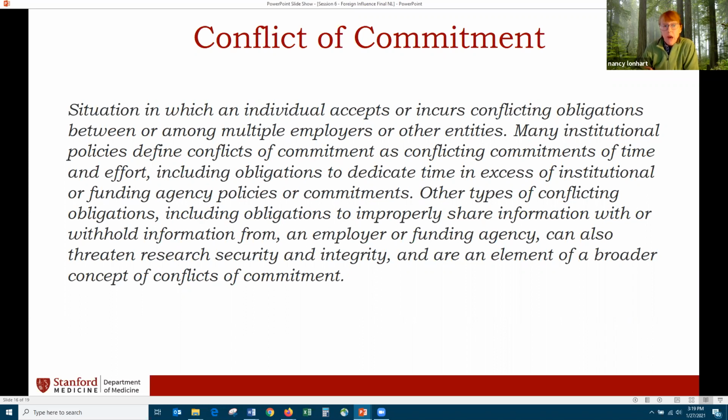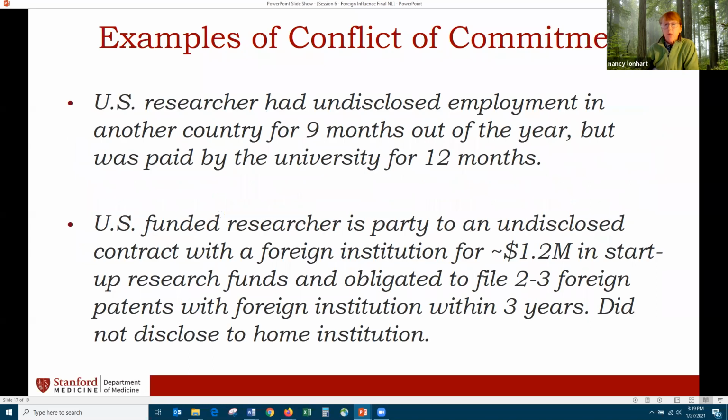We've got it listed here as it can include obligations that share information. That also is considered a conflict of commitment. And it can also be time, because both of those threaten the research security and integrity. And they really bring into question of that faculty member. So on the next slide, let's look at some examples to help us understand what is a conflict of commitment.